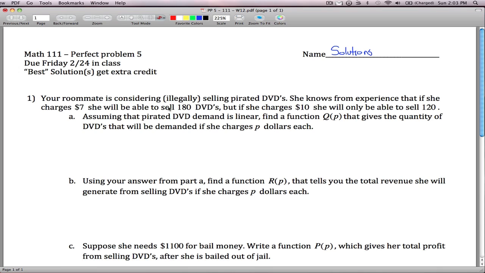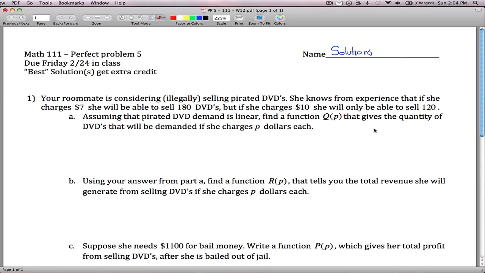So what's going on is we have a roommate that's going to sell DVDs, and if she charges $7, she'll sell 180 of them. But if she raises the price to $10, she'll only sell 120 of them. And we assume that demand is linear. We want to find a function that tells us the quantity that will be sold if she charges P dollars. So this is saying a function where Q equals something in terms of P.